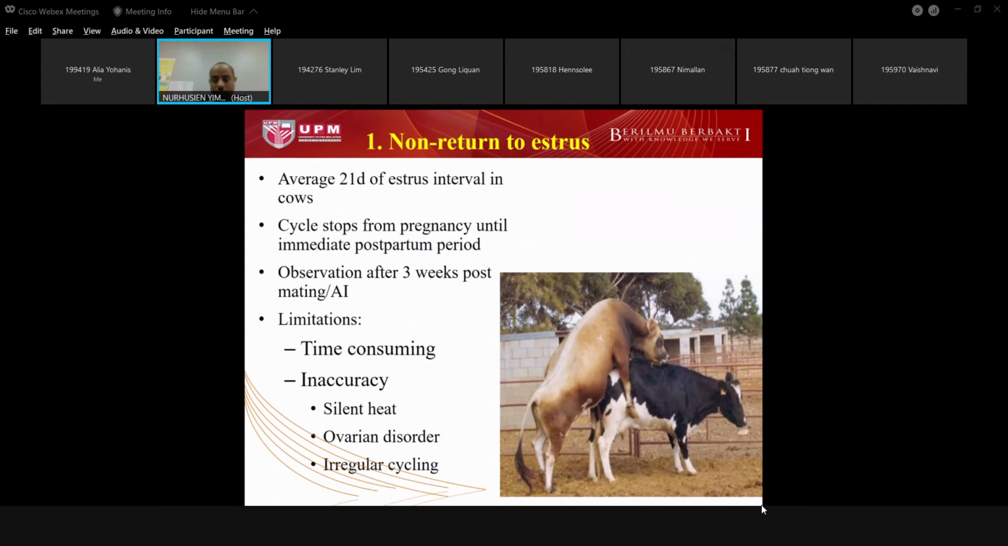The estrus expected after 21 days of the first estrus that you have seen and used for breeding will not come back again. So that is the principle, if you think that this cow is successful with that breeding program. So what we can do here is, after you breed the animal, whether it's natural mating or an artificial insemination program, you wait for 21 days.